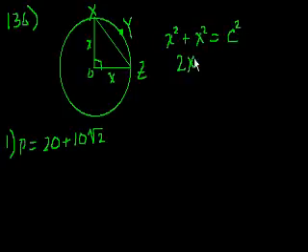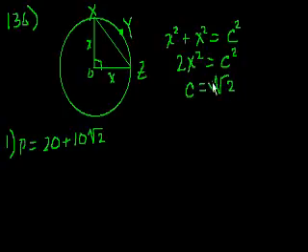So you get 2x squared is equal to c squared, and I'm calling this side right here c, so c is equal to x times the square root of 2, whatever x is, right? So the perimeter of this entire triangle is going to be 2 x's, x plus x. So it's going to be 2x plus x square roots of 2.